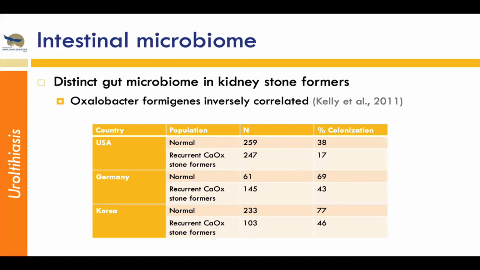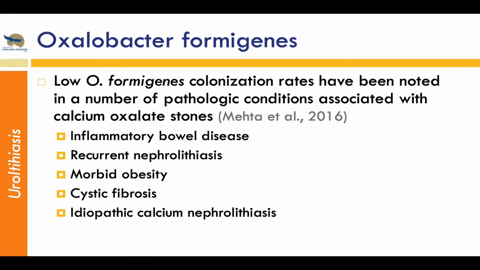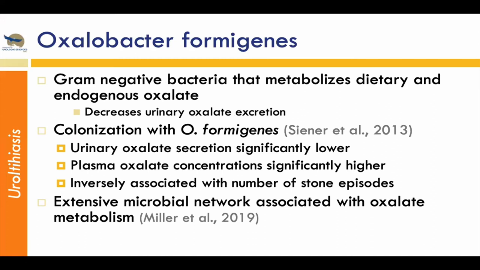The colonization of Oxalobacter is inversely correlated with the risk of stone formation. One study reports a 70% risk reduction in those colonized with Oxalobacter. Oxalobacter colonization rates have been noted in a number of other pathological conditions, and they're all associated with the formation of calcium oxalate stones as well, so it's not just in urology. The bacterium itself is a gram-negative that metabolizes dietary and endogenous oxalate and thereby decreases urinary oxalate excretion. Studies have associated colonization with significantly lower urinary oxalate excretion, which lends something to the mechanism, and plasma oxalate concentrations are higher.